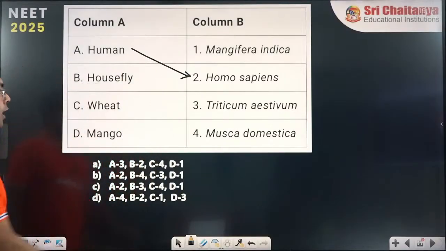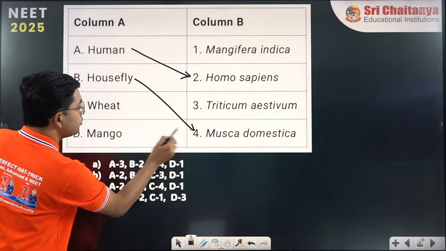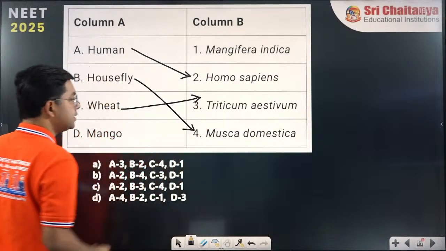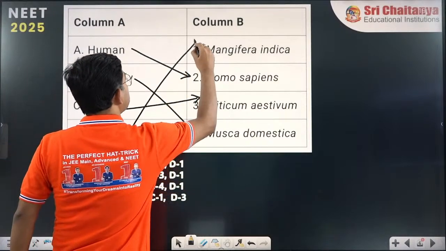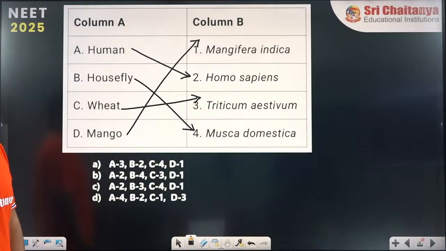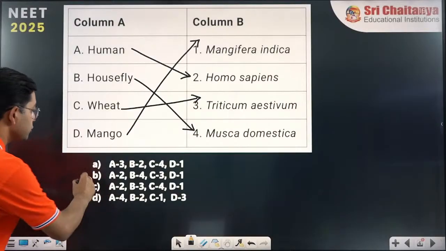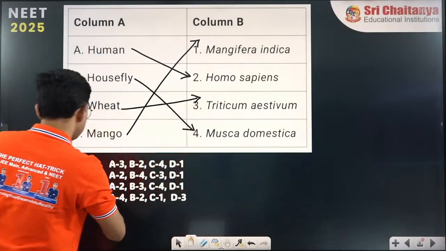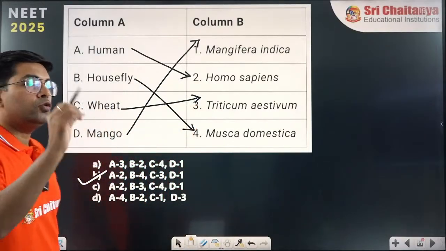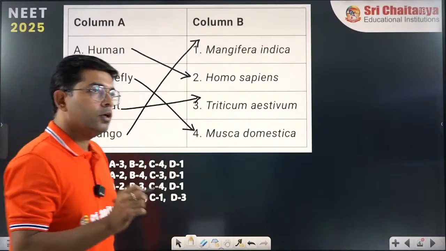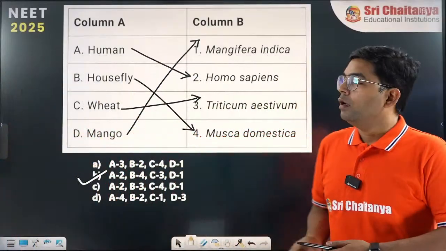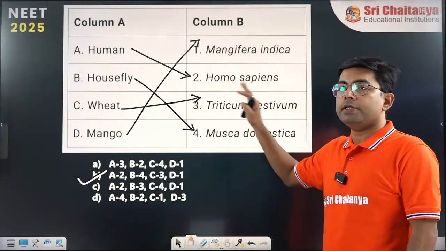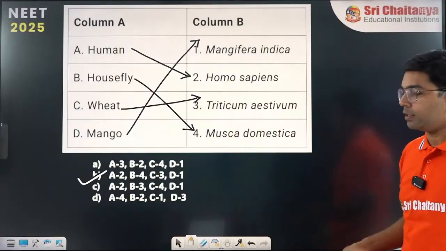Then housefly. Housefly goes with Musca domestica. Wheat is Triticum aestivum. And mango is Mangifera indica. So which is the correct match? The correct match is option B. Right? So all of you who answered B, your answer is correct. So in this way, from binomial nomenclature, the names of different plants and animals are asked. This is how this question will be asked.